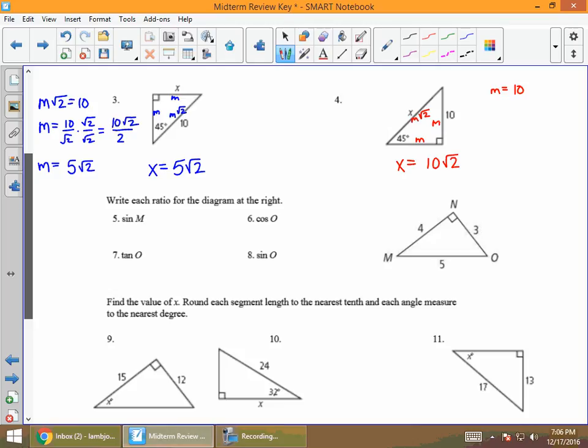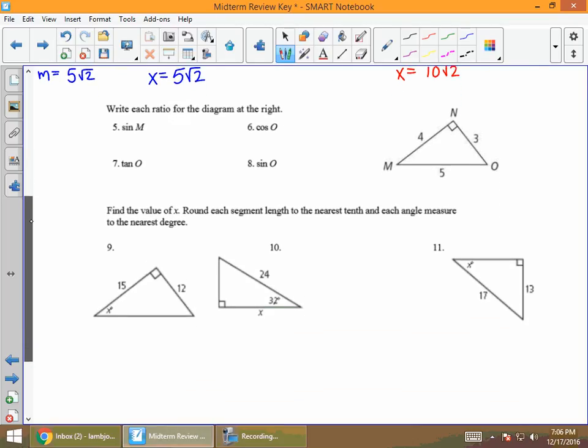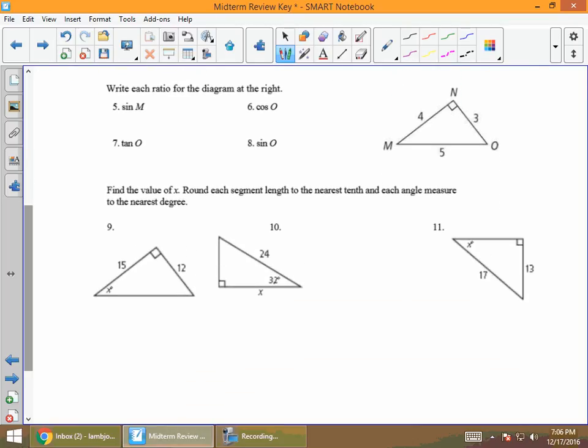All right, for 5, 6, 7, and 8, it just wants me to write the ratio. So I'm just writing the fractions here for SOHCAHTOA. So angle M, opposite, adjacent, hypotenuse. Sine is opposite over hypotenuse, so 3 over 5.